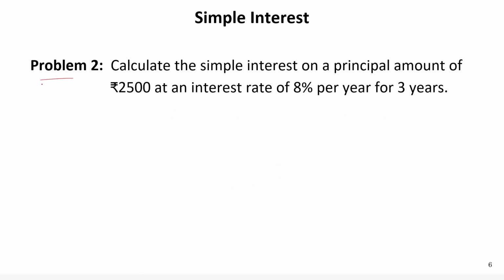So let's see problem number 2. Calculate the simple interest on a principal amount of 2500 at an interest rate of 8% per year for 3 years. So for 3 years at an interest rate of 8%, we have the principal amount as 2500. How do we calculate the simple interest? We already know the formula, that is SI is equal to PRT by 100, while the rate is in percentage form.